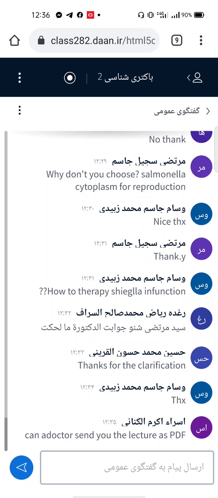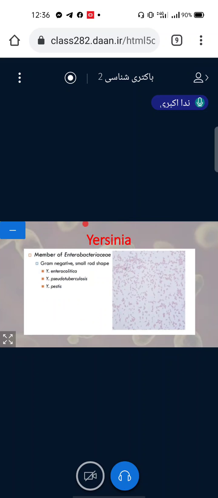The 3 main members of this genus are Yersinia enterocolitica, Yersinia tuberculosis, and of course, Yersinia pestis. As you see in this picture, this bacteria, as the other members of Enterobacteria, is gram-negative, a small rod shape.